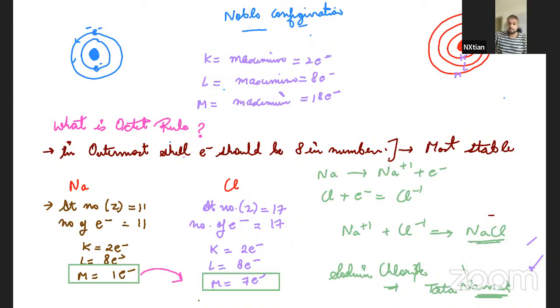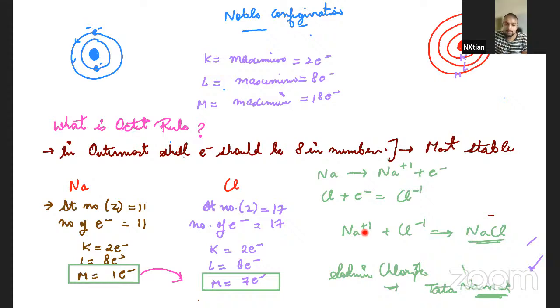Understood? Yes or no? Okay. So why do they want to combine the atoms? Because they want to be in the most stable state. Now they are in the most stable state.